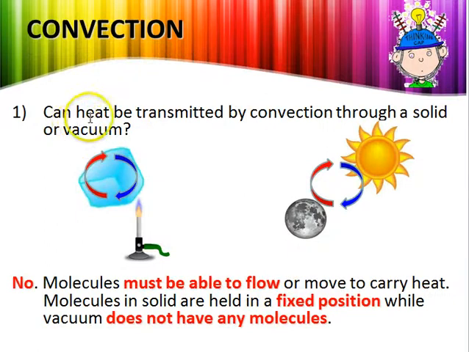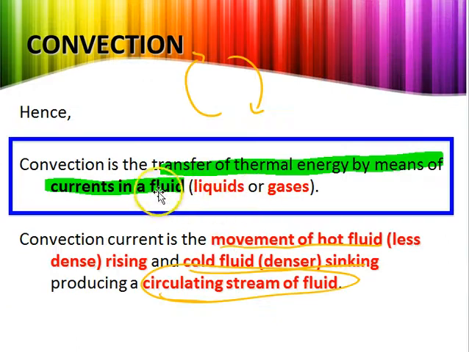First one, let's look at some examples. Can heat be transmitted by convection through a solid or vacuum? Obviously by solid, can it happen? For vacuum, can it happen? Answer is no. Because why? Remember, you talk about the medium moving. You look at the definition here: by currents in a fluid, so in this case my medium must be able to move.